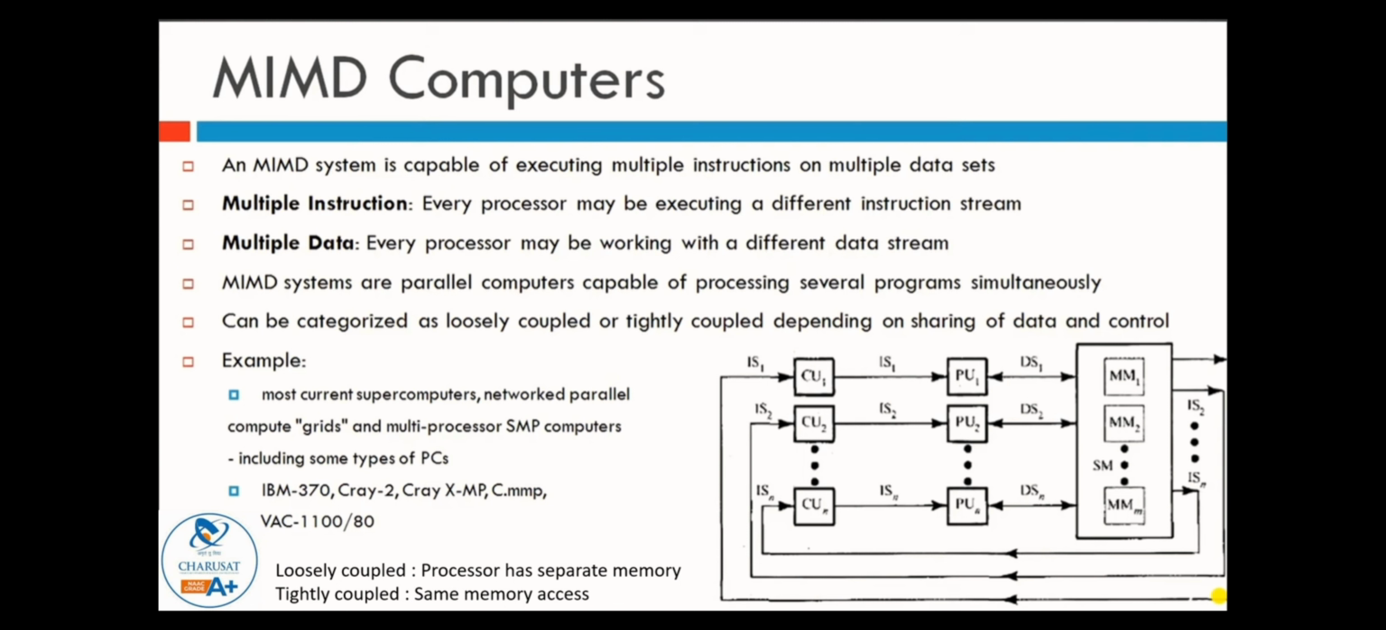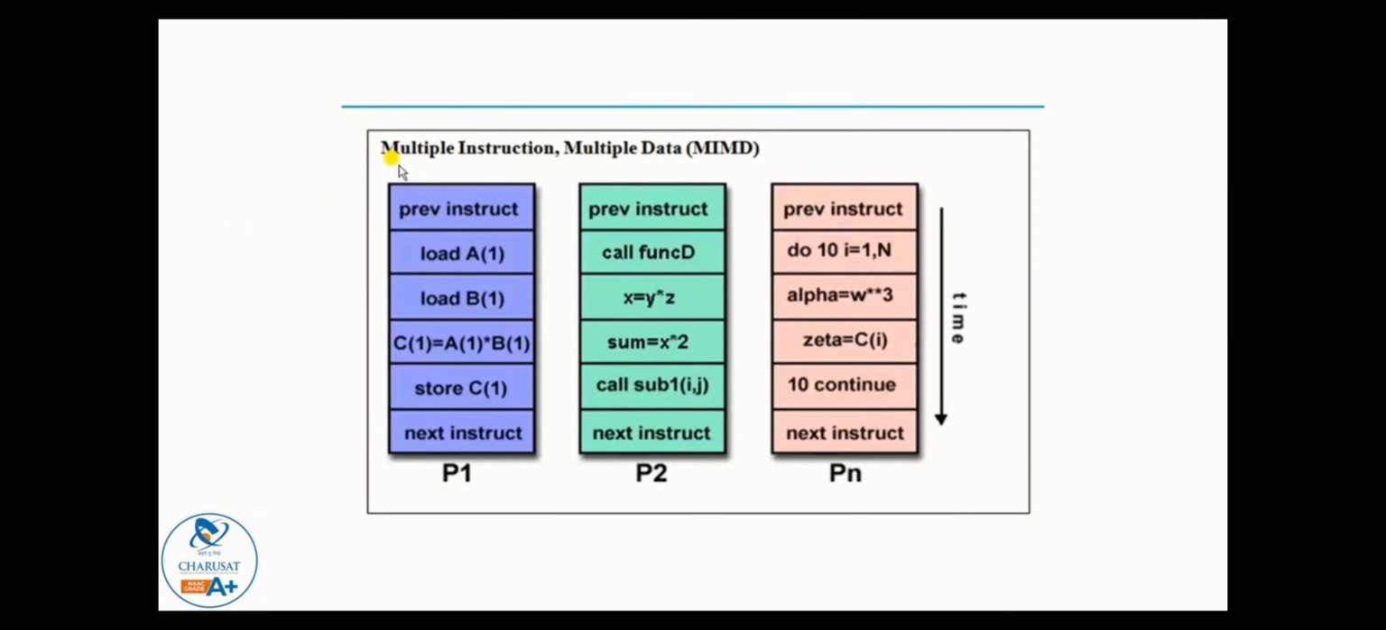So we can say that when we are working with multiple instructions with multiple data, that is called MIMD computers. We can show in the figure, for example, that we are working with different data and different instructions. So that is called MIMD, multiple instruction multiple data.